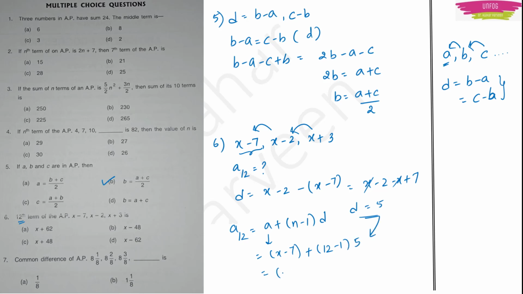So this will be equal to X minus 7 plus 12 minus 1 will be 11. 11 5s are 55. Or this will be equal to X minus 7 plus 55 or X plus 48. So A12 will be X plus 48. Option C will be the right answer. Okay.